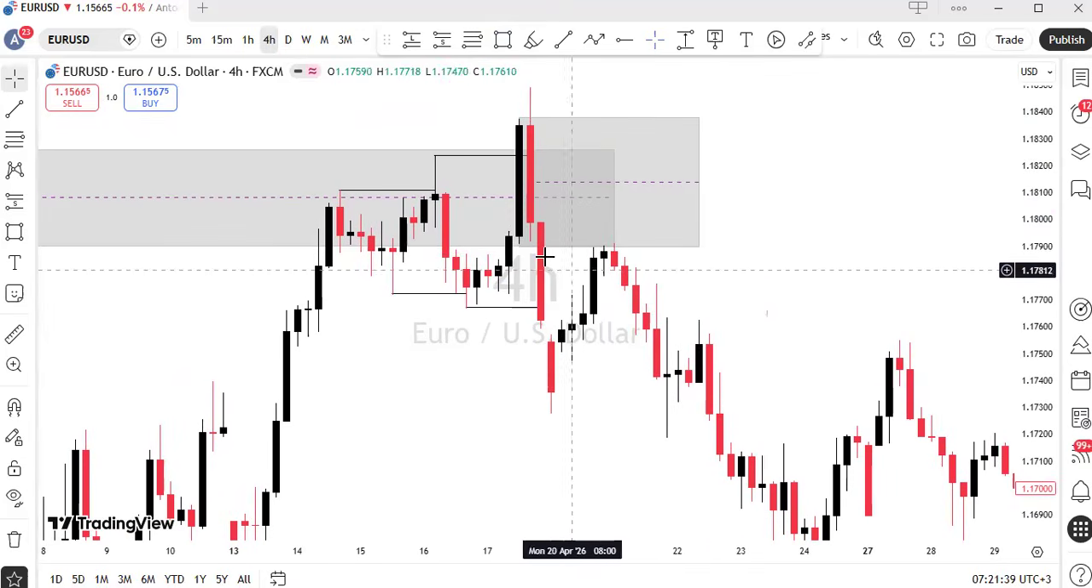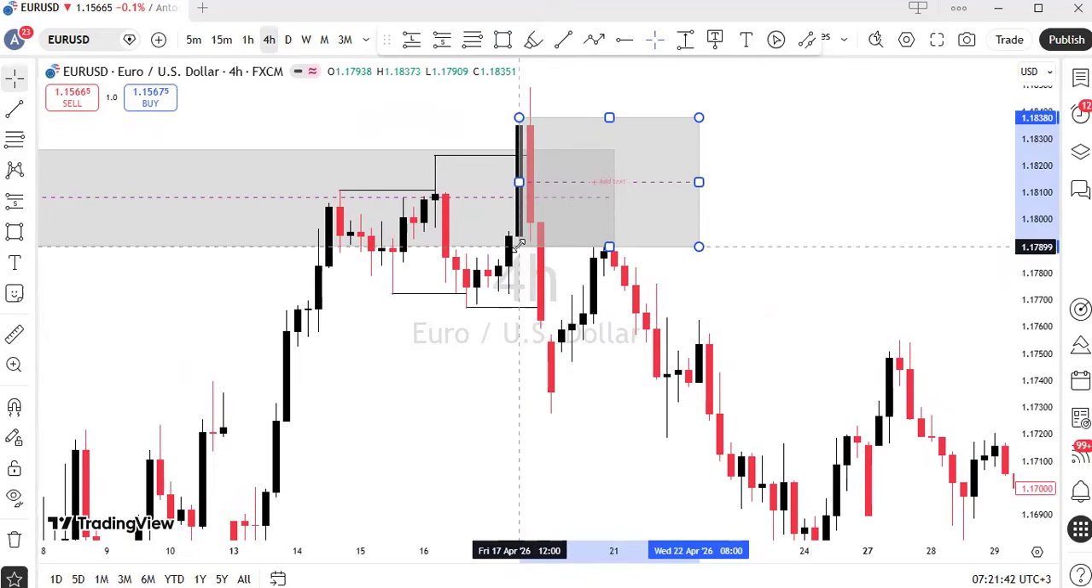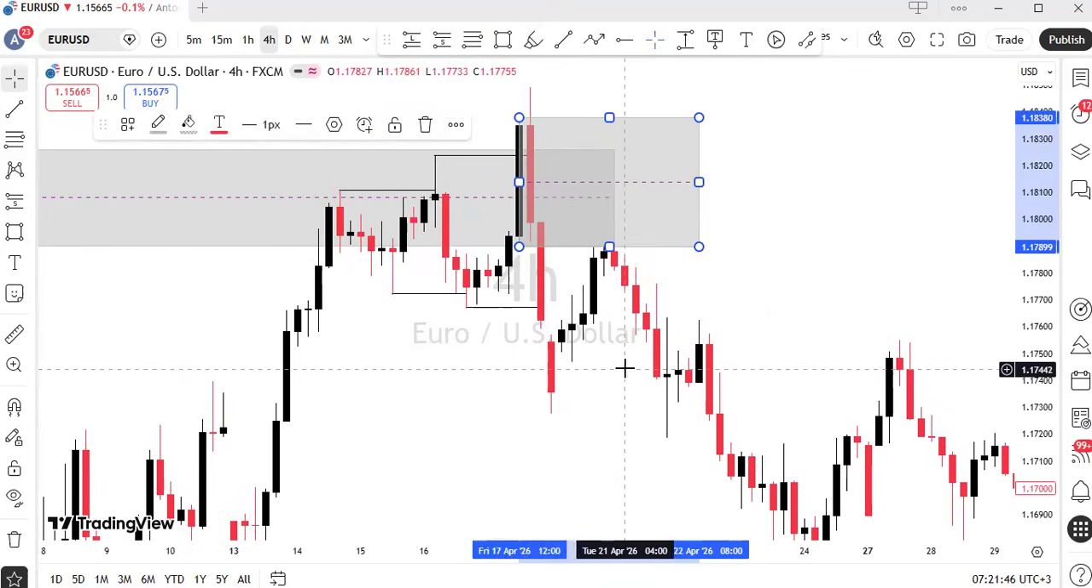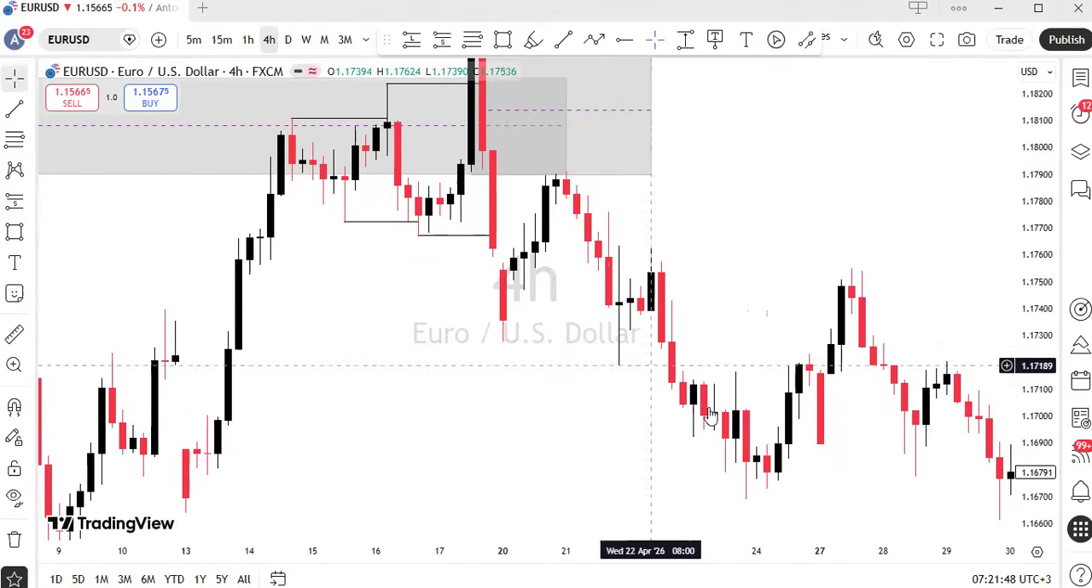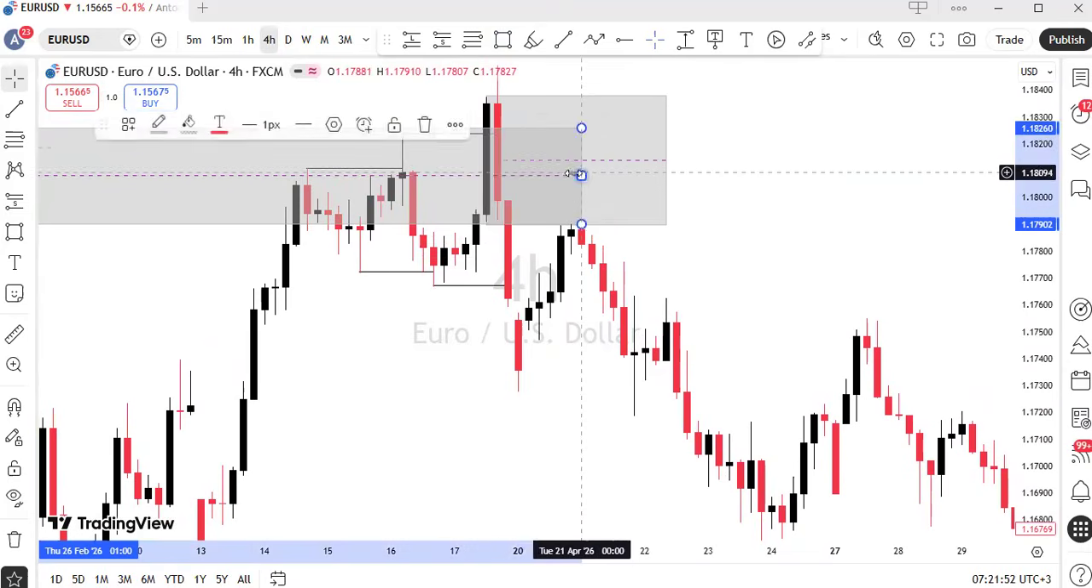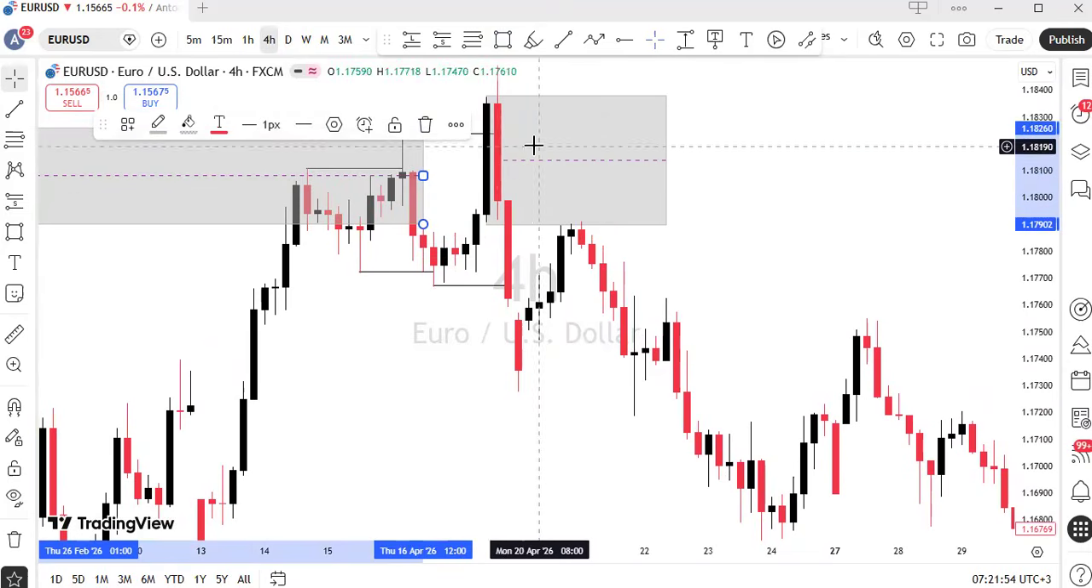And what is the right way to mark your order block? If you are bearish, it should always be the last buy candle before the sell. But if you are bullish, it should always be the last sell candle before the buy. And always make sure that there is a fair value gap attached to your order block.